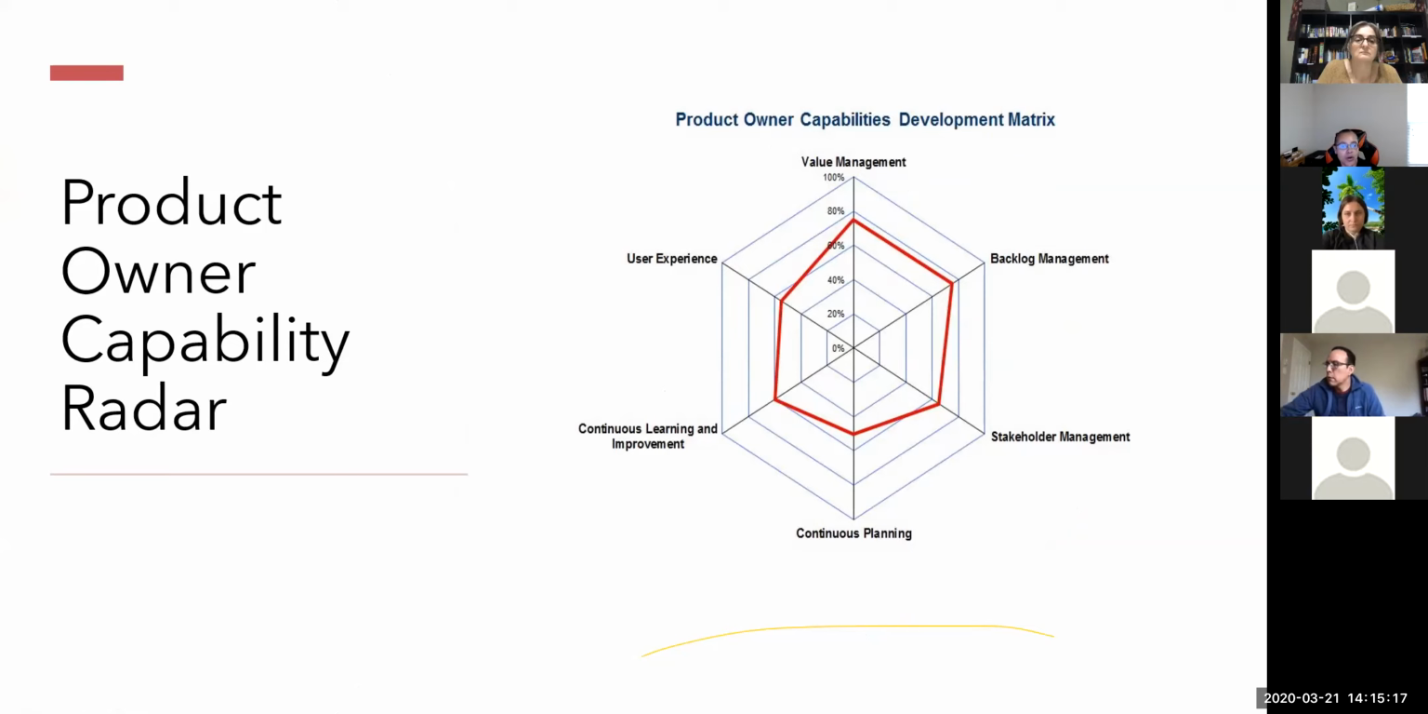I was doing pretty well with backlog and value and stakeholder management, but continuous planning and user experience, even continuous learning were a little bit lower than everything else. So this gave me an idea of where potential areas were that I could start looking at to make myself better. And as a coach, you can help the product owner figure out where they want to go next in terms of what they want to learn and how they want to learn it, what's most important for them to actually focus on.